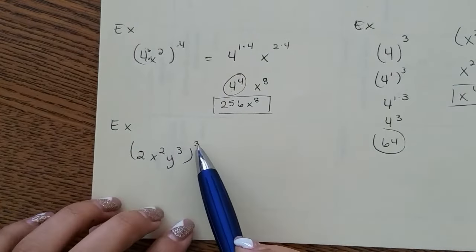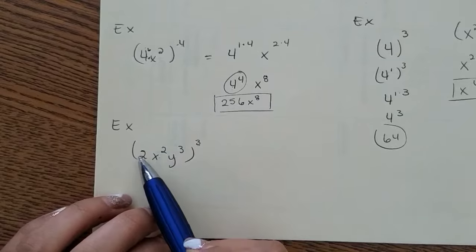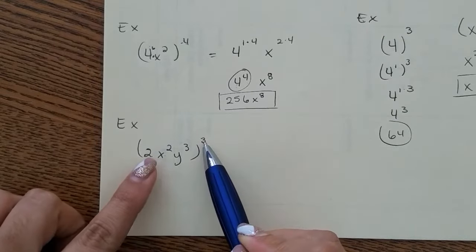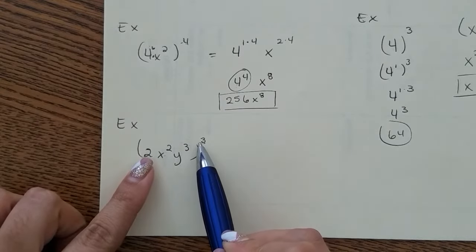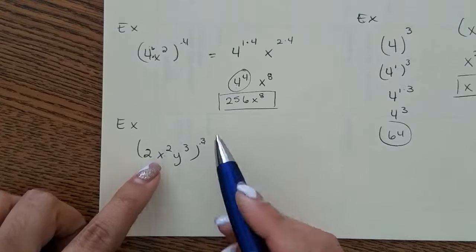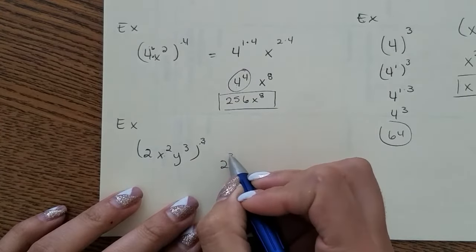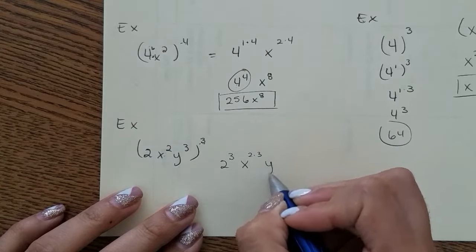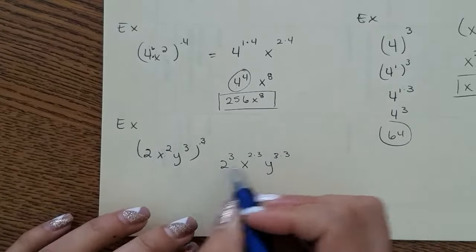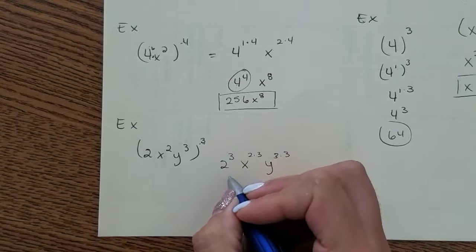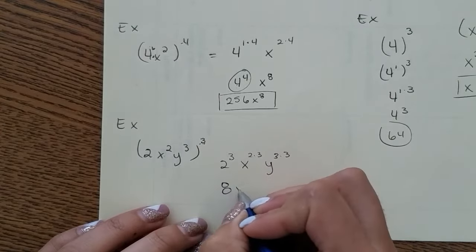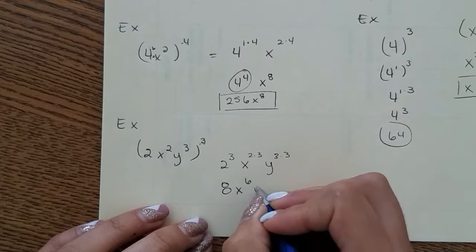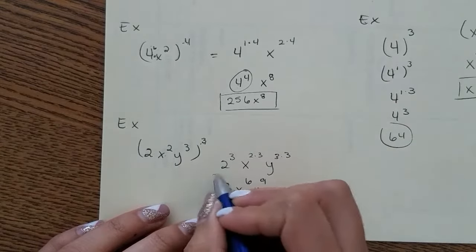So here we go. We're going to apply this cube to everything that's on the inside. A lot of times you guys will do 2 times 3, which is not right. Do not do 2 times 3 and tell me that it's 6. It's 2 to the 3rd power times x to the 2 times 3 times y to the 3 times 3. Okay, that's how you would write that out. So 2 cubed is 8, and then you have x, 2 times 3 is 6, y to the 9. Okay.